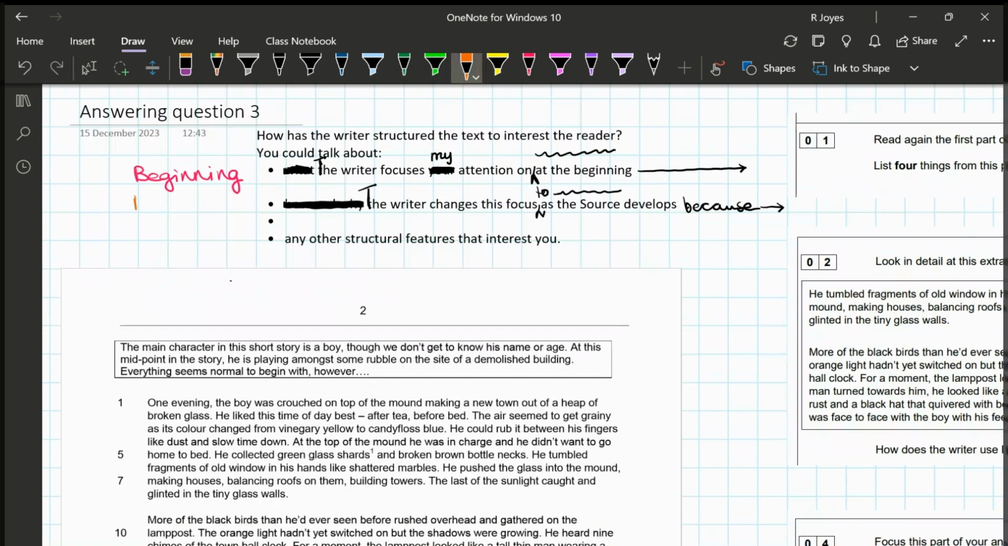The middle with bullet point 2, it's really logical that bullet point 3 will be about the end. Okay, but how do I know what to write, Mrs. Joyce? I don't know what to focus on.